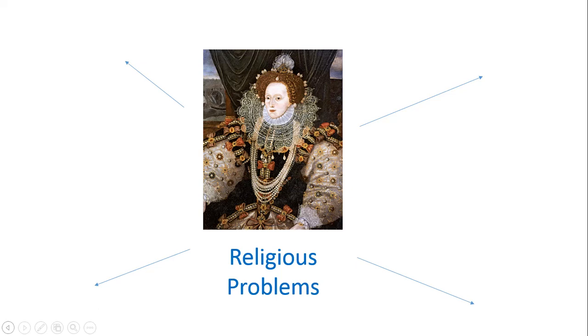So how does religion link to the issue of marriage or legitimacy? How does it link to the issue of foreign affairs? How is it linked to the issue of money? For some of these problems, religion is really quite clearly interlinked with them. So I want you to pause in a moment, and I want you to jot down the ways in which religion might link to other key problems that Elizabeth had.